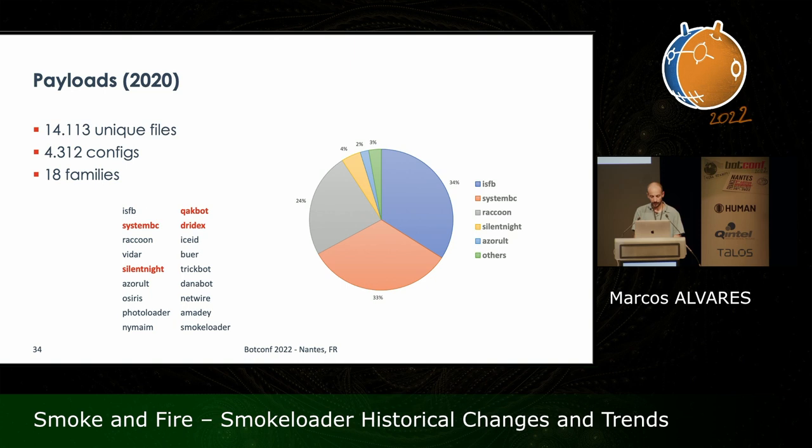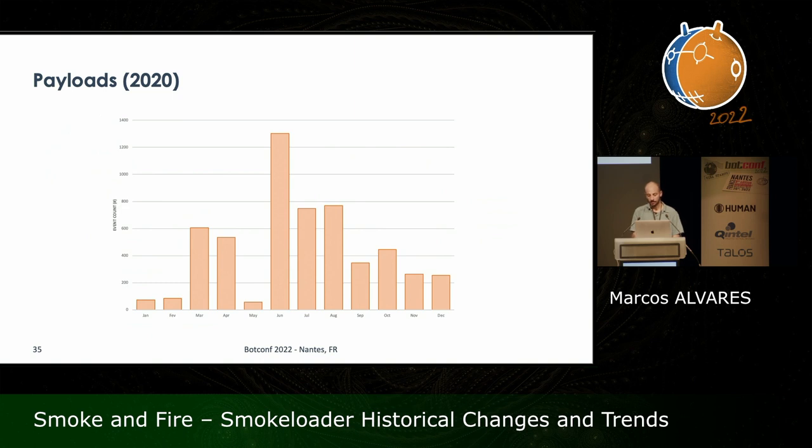And I would like to highlight those four families that were seen for the first time in 2020 being dropped by Smokeloader. Now I just broke down this data along the year, by two months, and you can see that Smokeloader was really active in June, July, and August. That's summer in the northern hemisphere. This narrows down our possibilities. We assume they get more active in summer, but this is the hypothesis.